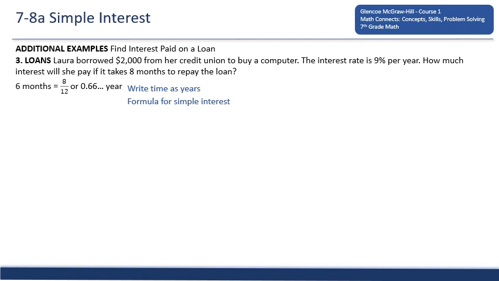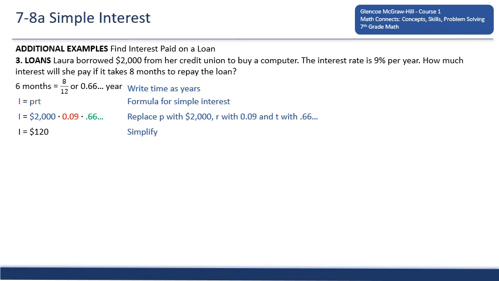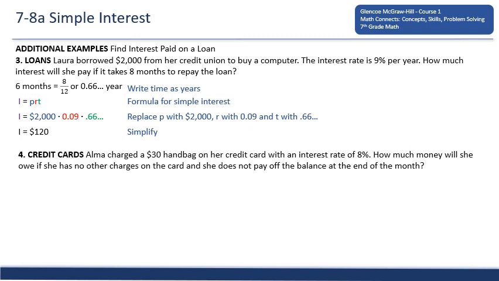The formula for simple interest is interest equals principal times rate times time. We'll replace the principal with $2,000, the rate with 0.09, which is the decimal for 9%, and time with 0.666. So we can rewrite the formula as interest equals $2,000 times 0.09 times 0.666666. If we simplify by multiplying, we get the interest equaling $120.